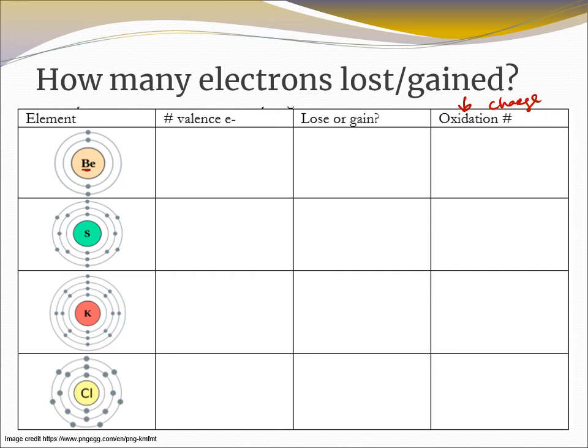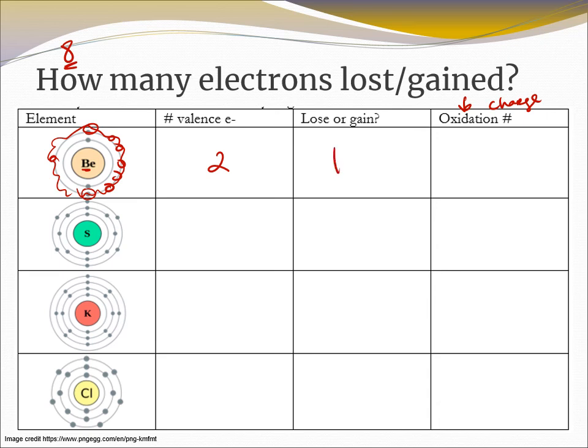So if I'm looking at beryllium, beryllium has 2 valence electrons. Remember that octet rule, they want to get to 8. Beryllium has 2 valence electrons. Do you think it's easier to lose 2 to get rid of that outermost energy level? Or is it easier to find 2, 3, 4, 5, 6 more electrons to get to 8? Is it easier to lose 2 or find 6?